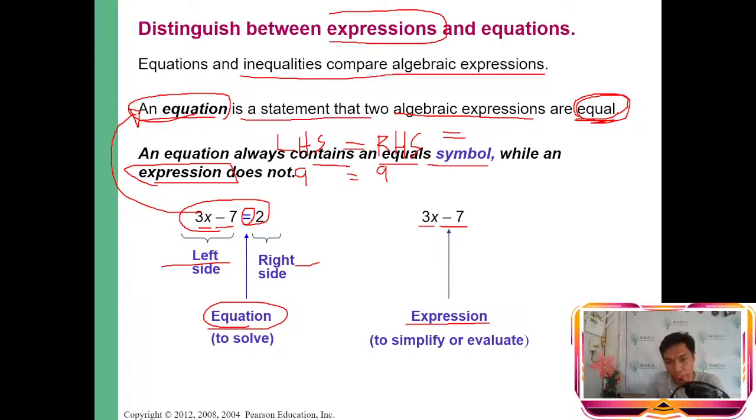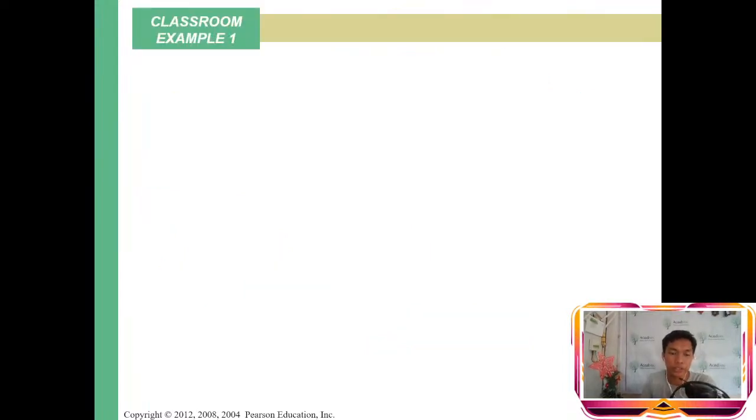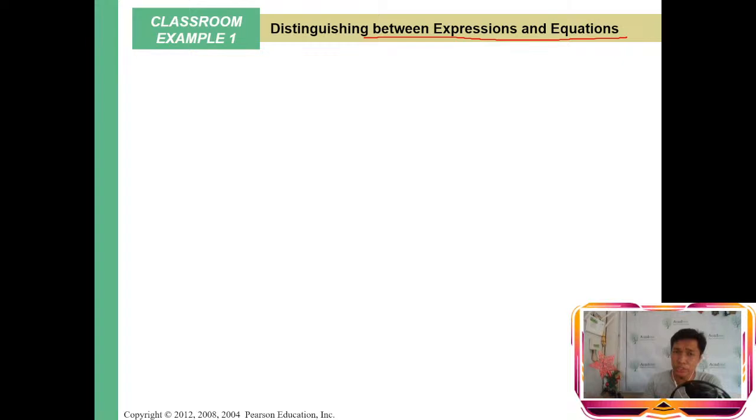Next one, we have another one. Let's take an example here. Distinguishing between expressions and equations. What are expressions? What are equations?